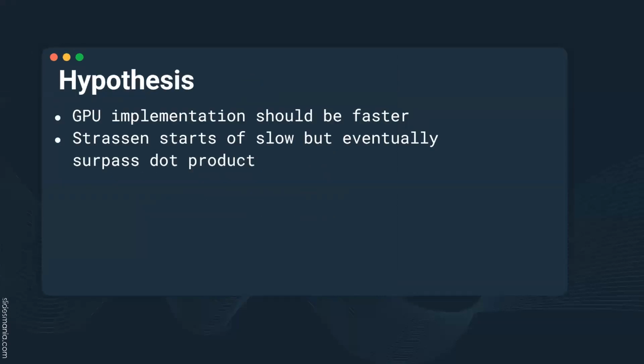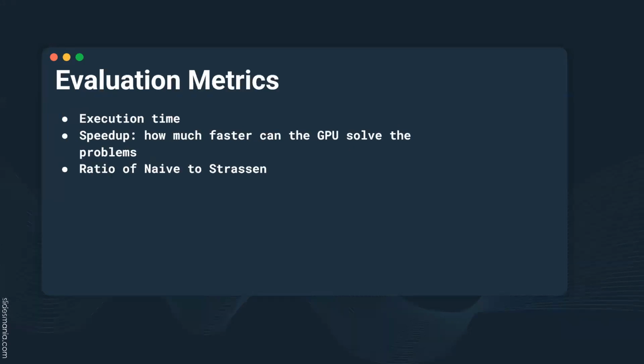The first hypothesis we had in this research is that the GPU implementation should be faster. So we're expecting the GPU to accelerate the computation, and we also expect Strassen's algorithm to start pretty slow, but eventually pick up and surpass the dot product, so outperform the dot product as we get bigger data sizes.